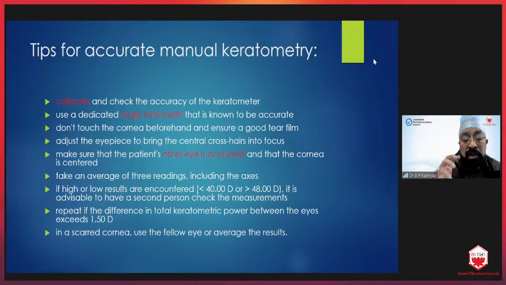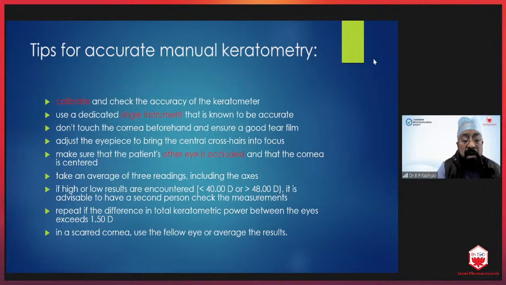You have to check and focus the crosshairs. Make sure that the patient's other eye is occluded. That will help you. Take an average of 3 readings. And if your reading is very high, you can ask another person, "Hey, there's some problem when I'm checking. Can you repeat it and tell me your finding?" That'd be good. And whenever there is a difference of 1.5 diopters between the two eyes, you have to be very, very careful and repeat it.